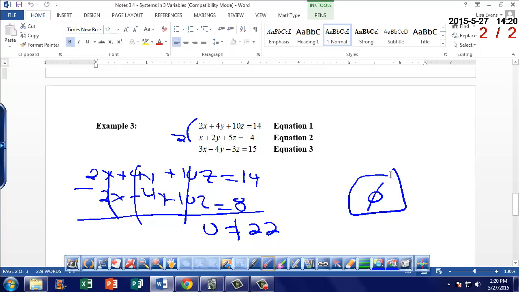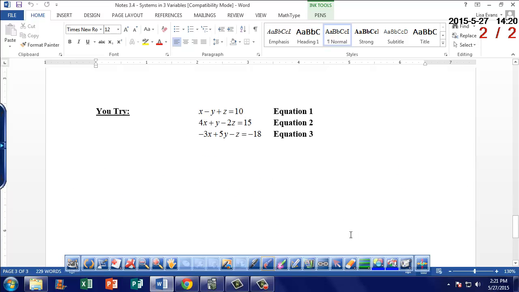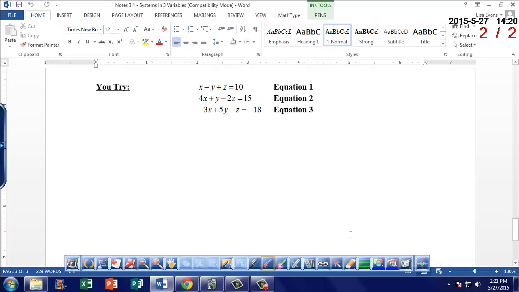At any point during the process, if you get a number not equal to another number and all the variables cancel, it's no solution. Sometimes it happens later on in the process, sometimes it happens at the beginning. Now, if you get a situation where the left side equals the right side, we know that that would be infinitely many solutions. So you can have the same thing happen as a system with two variable equations as it did with three variables.